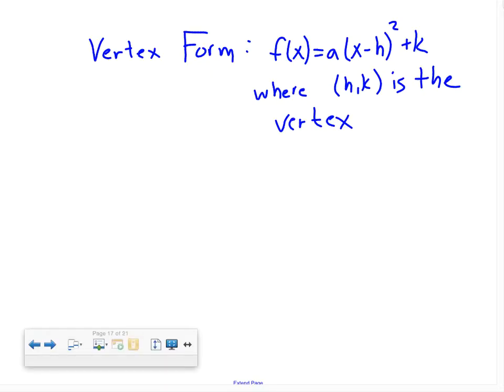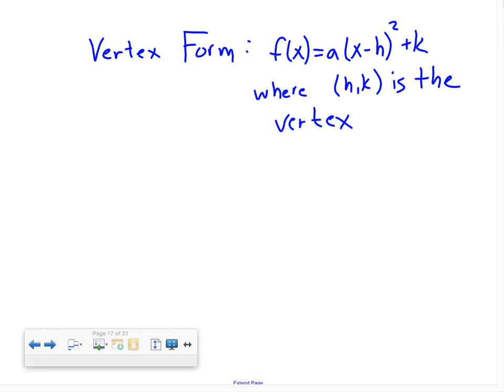In this video, we will review what vertex form is for a quadratic equation and how to find the vertex when the quadratic equation is written in vertex form. You can see on the upper right of the page, I've written the general form for the vertex form. It's a times the quantity x minus h squared plus k. And the vertex is the point (h, k), where h is the x value and k is the y value.